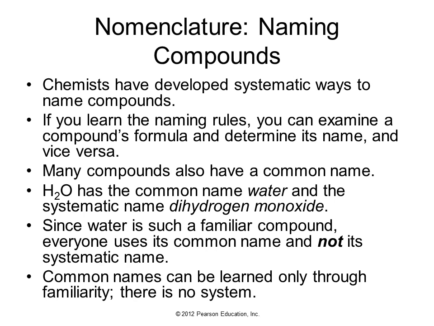Naming compounds. We have a nice system for naming compounds, and if you learn the naming rules, you can examine a compound's formula and determine its name, or vice versa. Many compounds have a common name. H2O has a common name of water, but its systematic name would be dihydrogen monoxide. Since water is a familiar compound, everyone calls it water, not its systematic name. Common names can be learned only through familiarity.